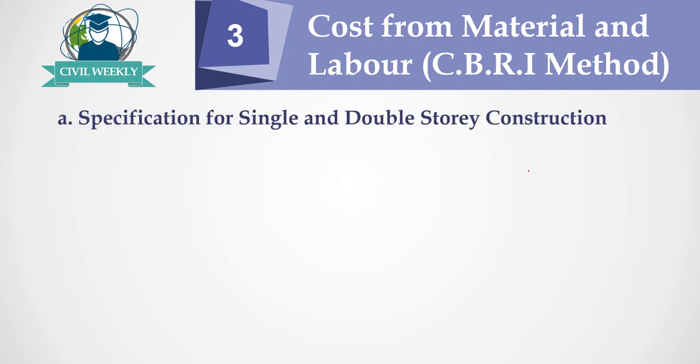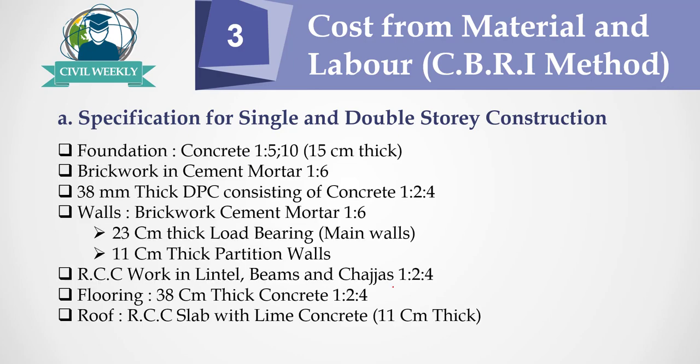But before this, we will see what specifications they considered while developing these equations. The specifications for single story and double story buildings were like this. Foundation of concrete 1:5:10. For brickwork, for external walls or load bearing walls or main walls, they considered a 23 centimeter thick wall. For internal or partition walls, they considered an 11 centimeter thick wall.